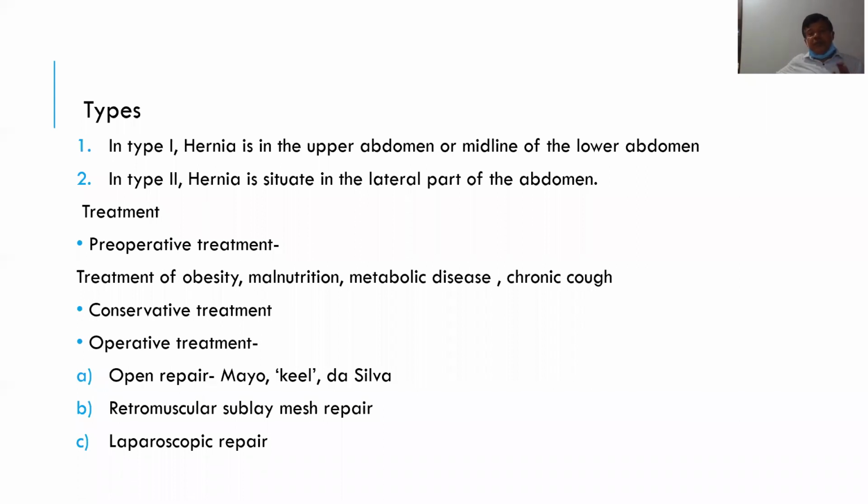So one is retromuscular sublay mesh repair. Retromuscular means preperitoneal. So once the peritoneum is closed after doing the herniotomy, then the mesh is placed in the preperitoneal space behind the rectus abdominis muscles. Then the muscle is closed over the mesh as well as the anterior rectus sheath. In some cases, it may be difficult to get the preperitoneal space for a sublay mesh repair. In that case, after repairing the muscles, we can put an onlay mesh, then close the anterior rectus sheath.